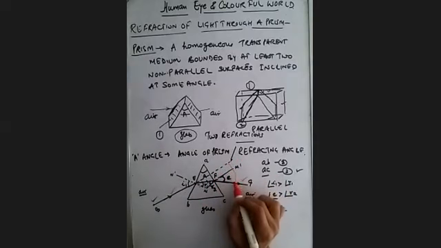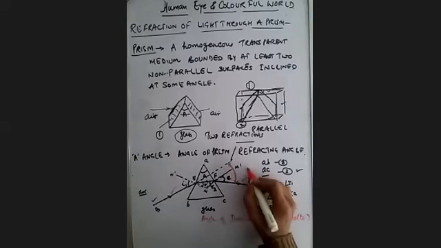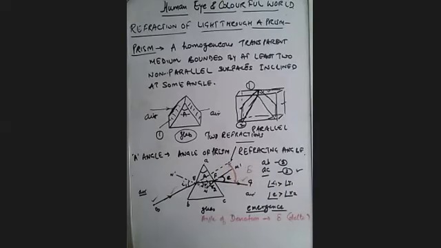So this angle is the angle through which the ray of light has deviated. So this is called the angle of deviation. It is represented by the Greek letter delta, and it is similar to S. So this is delta. It is called the angle of deviation.